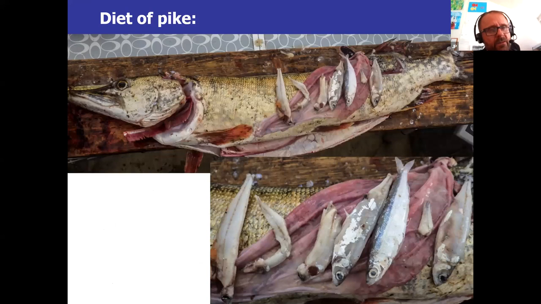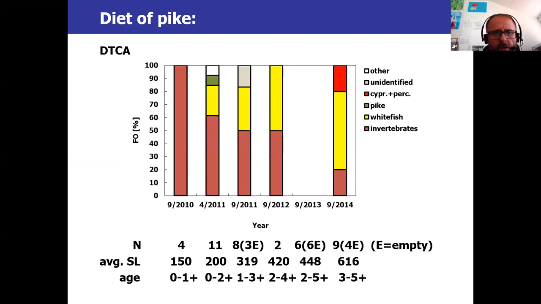So it seems quite obvious what happened. Because in some individuals of pike, we found a lot of Marena whitefish in their stomachs. So here are the results. At the very beginning, in 2010, the pike individuals were the only fish in the lake. And because this is a piscivorous fish, in a lake without fish, what they do is they orient towards large invertebrates like dragonfly larvae, and so on.